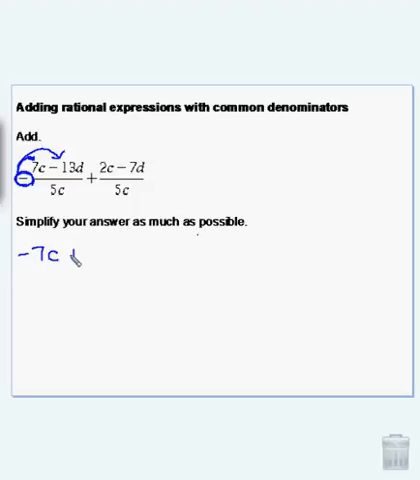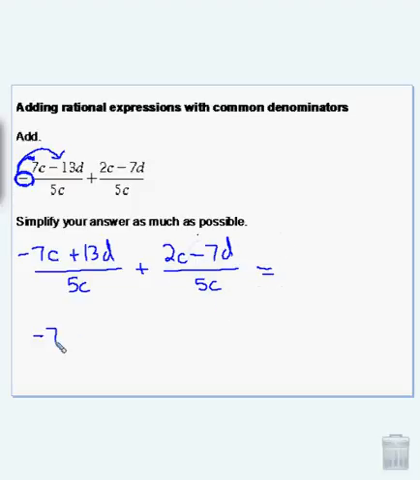Negative 7c plus 13d over 5c, and that's plus 2c minus 7d over 5c. Since we have a common denominator, we're really dealing with negative 7c plus 13d plus 2c minus 7d all over 5c.